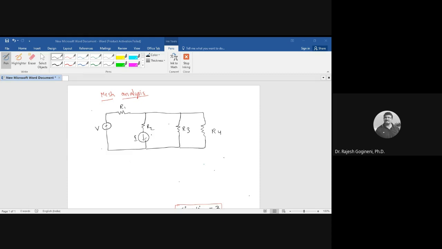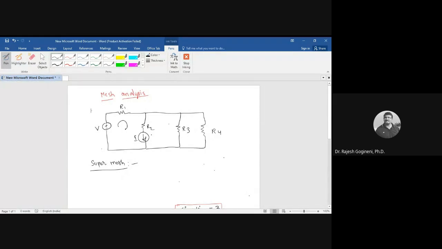So in that case, we will use a new technique which is known as super mesh analysis, or simply a super mesh. This technique is used whenever a current source is present, to overcome the difficulty in applying the KVL equations. Super mesh is nothing but, so we will call this mesh.